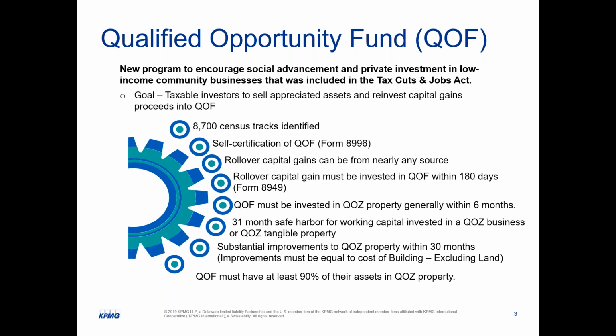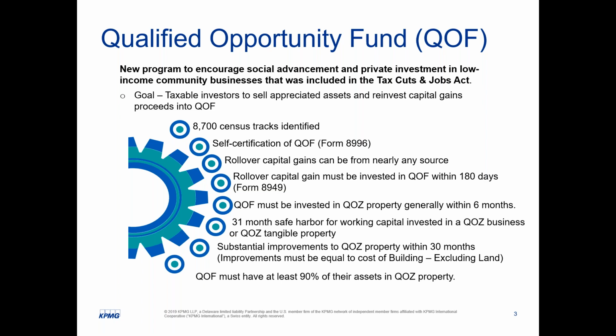Many of the programs that government sets up typically try to use incentives around debt and tax credits. Well, this one's a little bit different. It's really focused on getting equity invested into these areas. The good news, there isn't a lot of red tape. These are going to be self-certified Qualified Opportunity Zone funds. You're going to be able to do that on Form 8996.